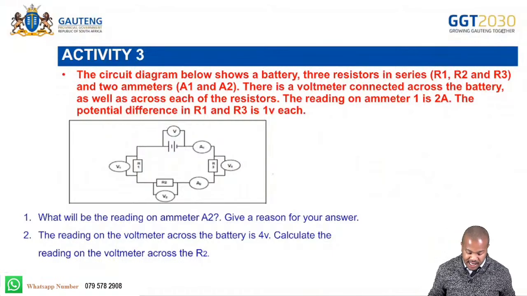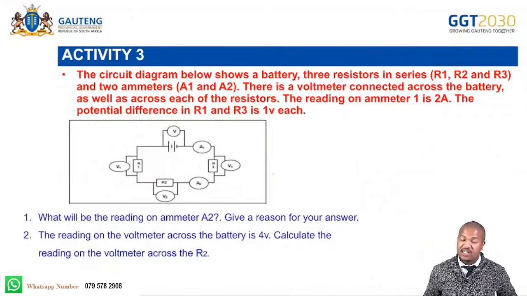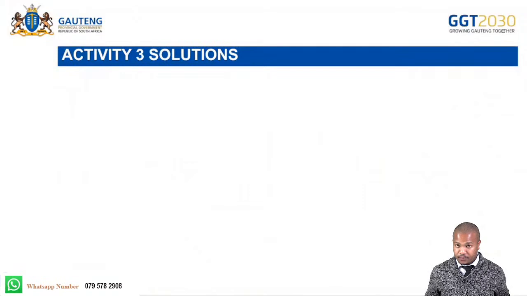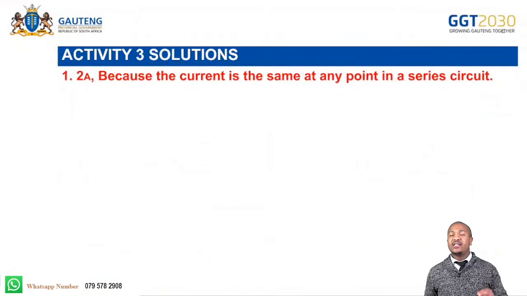Number 1 says, what will be the reading on ammeter 2? And give a reason for your answer. Number 2, the reading on the voltmeter across the battery is 4 volts. Calculate the reading on the voltmeter across resistor 2. So these are our solutions. Number 1, it is 2 amperes. Why am I saying so? Because the current is the same at any point in a series circuit.